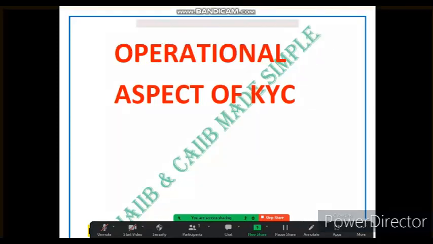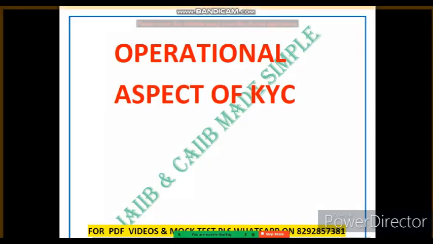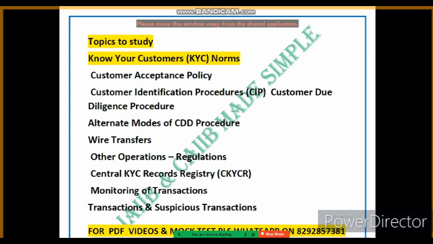In this lecture we will see some operational aspects of KYC in detail. Let's see what topics we are going to discuss. The first is KYC. Then we will discuss customer acceptance policy. The third is customer identification procedure. The fourth is diligence procedure. The fifth is alternate mode of CDD procedure. CDD means customer due diligence.